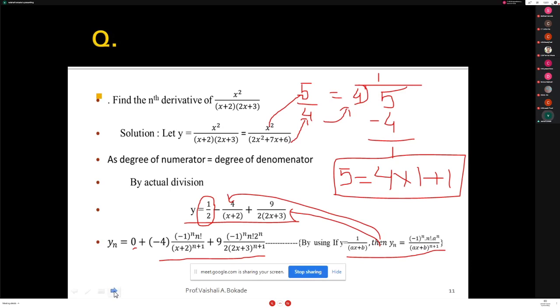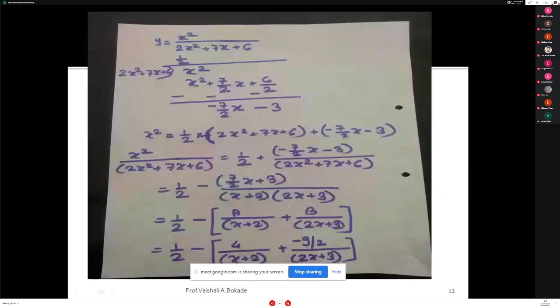Yes, 9 by 2. A is equal to minus 4 and B you are getting 9 by 2. Those calculations you have to do here. From here you have to do separate calculation. Separately you have to go for partial fraction here. I am directly writing the value for A is equal to 4 and B is equal to minus 9 by 2 here. You have to proceed with separate calculations for this.